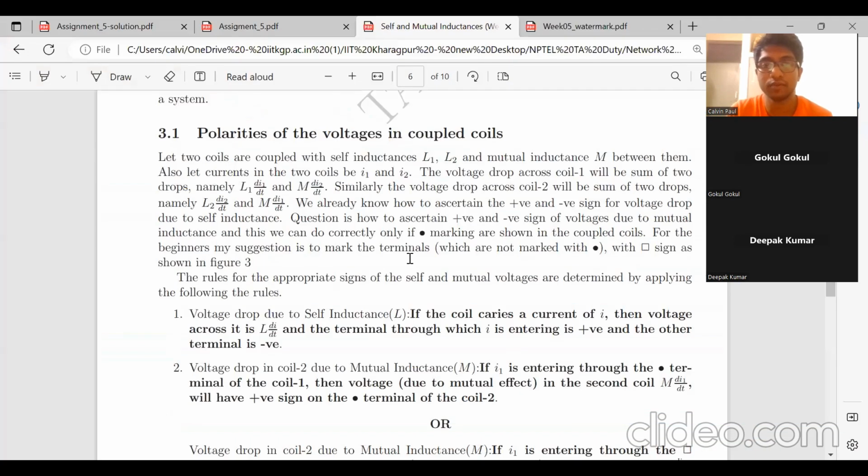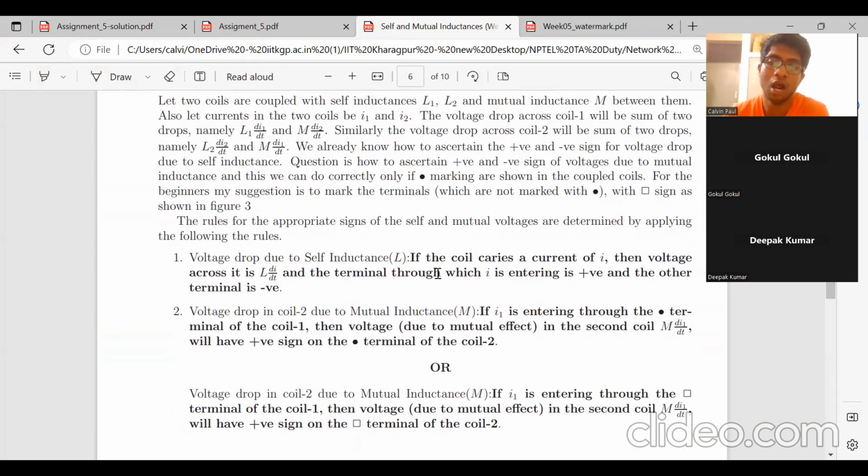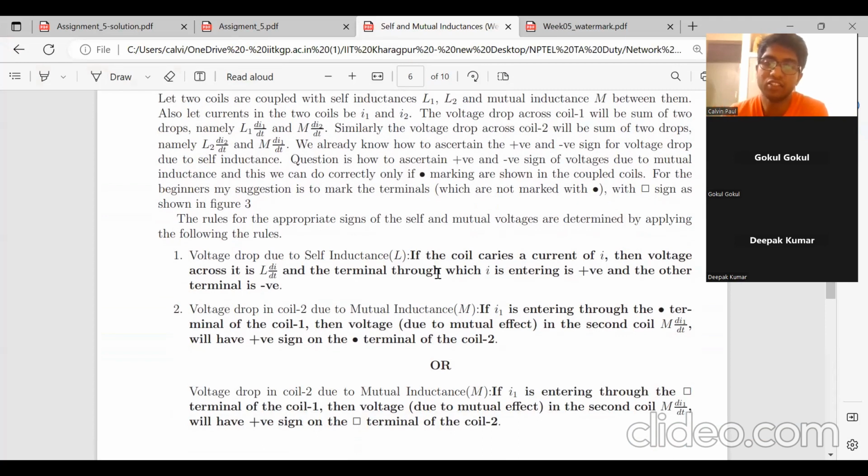So that's what they have told here. First thing is the voltage drop due to self-inductance L. Whenever a coil carries a current I, there is a voltage drop L di/dt, and the terminal through which the current I is entering is the positive terminal, and the other terminal is negative. That's what I've just told over here.